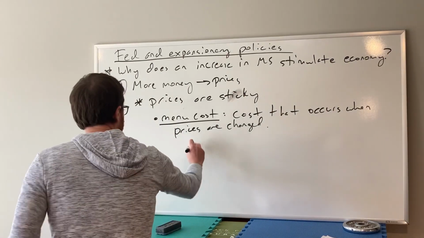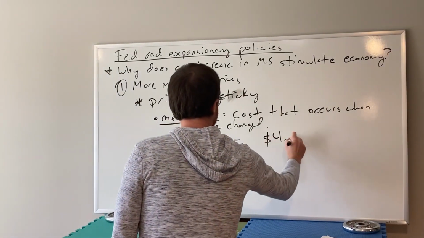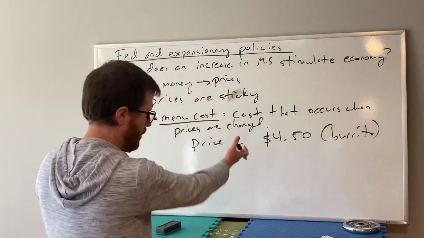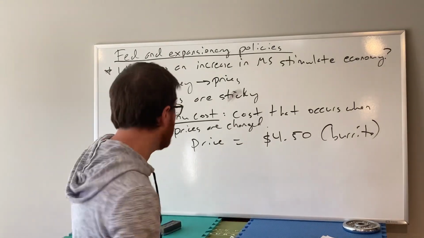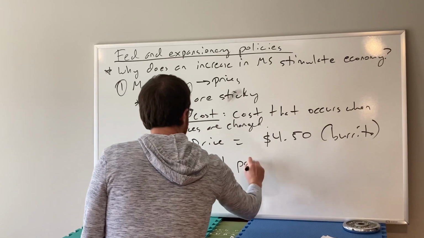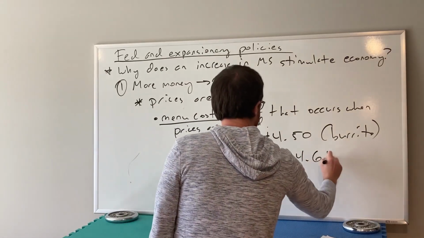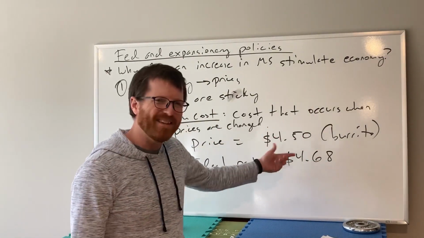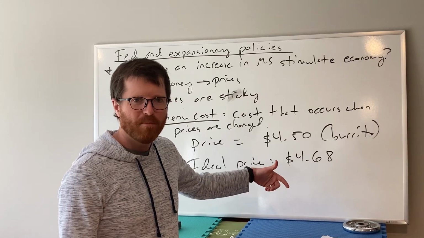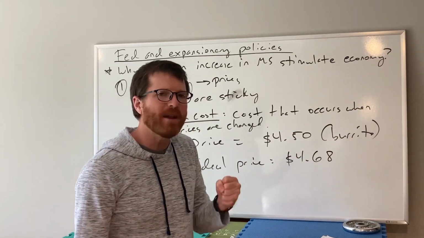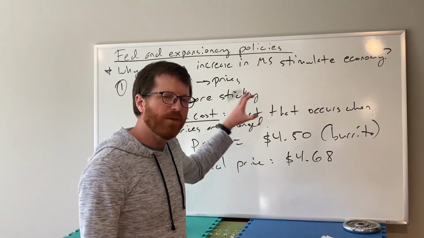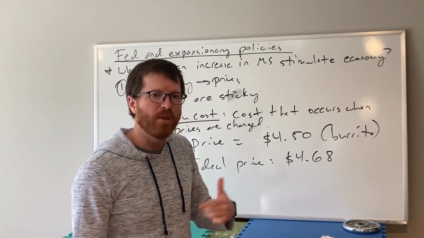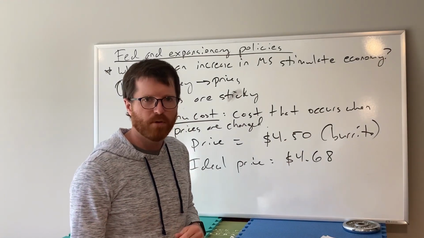If a burrito is $4.50 at Bollywood Tacos, and the owners think that the ideal price would be $4.68, that would be kind of the best price for them to choose, they're probably not going to take the time to change the price, okay? Because the 18 cents in extra benefit that they get from each unit isn't worth the cost of printing new menus out. In other words, the menu cost is greater than the benefit of making the price change, okay?